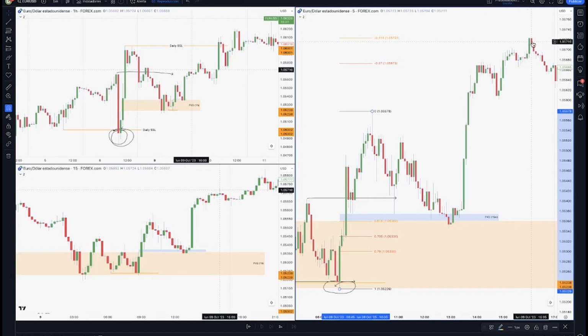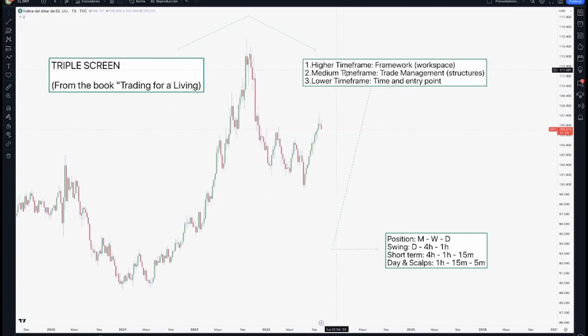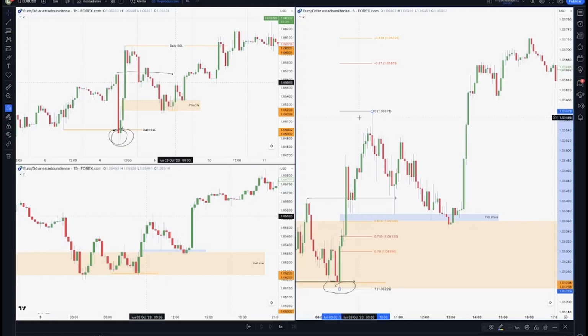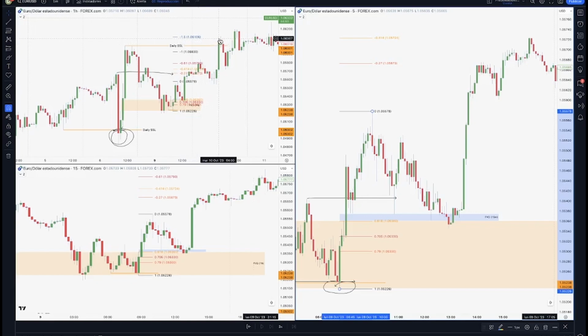But since we're working with the triple screen, the higher time frame is our workspace. So we are attacking the daily buy side liquidity since we already took the daily sell side liquidity. So this will be our final take profit point. I want you to see this 1.06, this high, it's over here. It's 1.06113. Well, that's just 8 micropips away from our exit. So this is how you can use the triple screen.